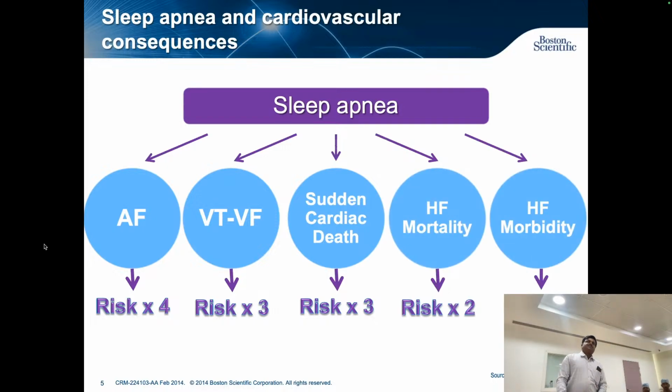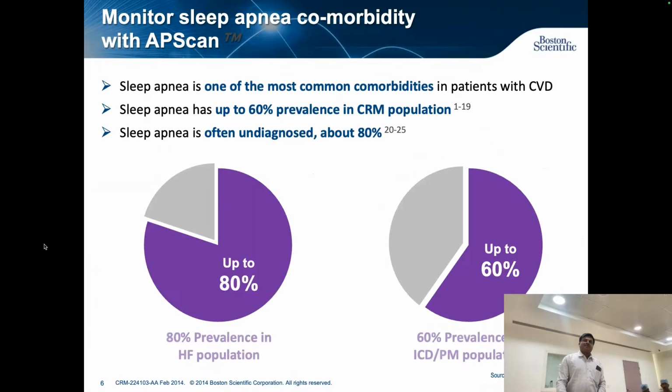The serious consequences of sleep apnea are that it will increase the AF burden or risk by 4 times, ventricular arrhythmias by 3 times, sudden cardiac death about 3 times, heart failure mortality 2 times, and heart failure morbidity 2 times. These are the consequences that may occur if you have sleep apnea.